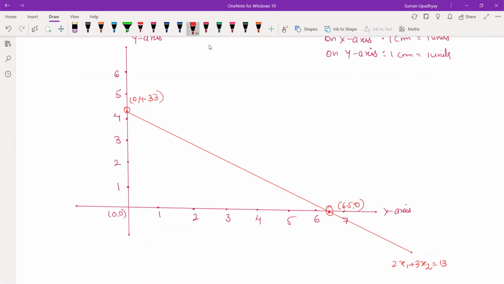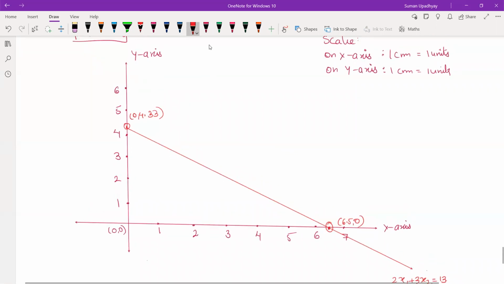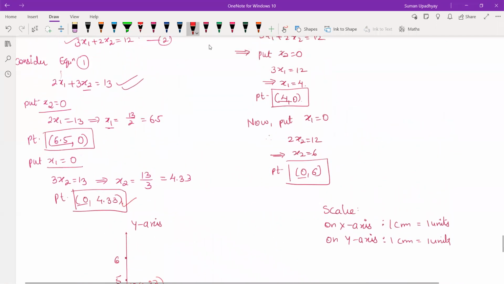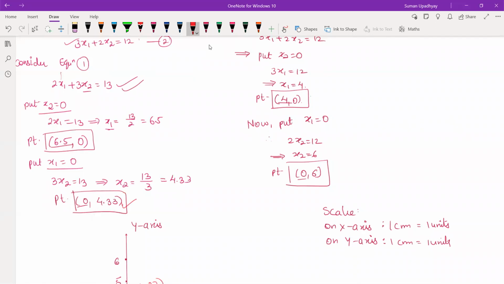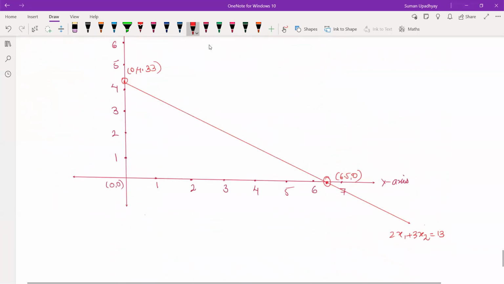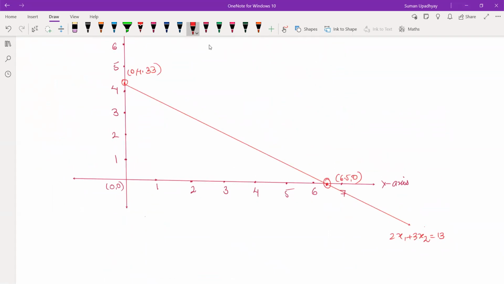सबको समझा ये ग्राफ कैसे ड्रॉ हुआ है? एनी क्वेरी, एनी डाउट इन दिस? No, ma'am. ओके, नाउ सेकंड वन ड्रॉ करते हैं. सेकंड इक्वेशन मतलब ये पॉइंट 4,0 and 0,6. लेट अस प्लॉट देम. 4,0 मतलब दिस पॉइंट, दिस इज अ 4,0 and 0,6. So 0,6 is over here.